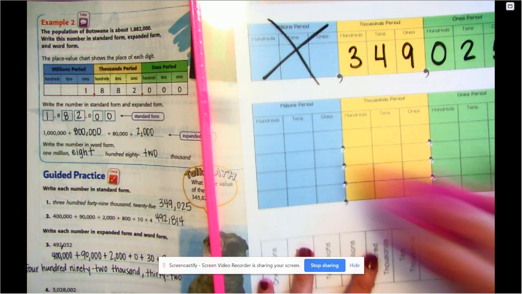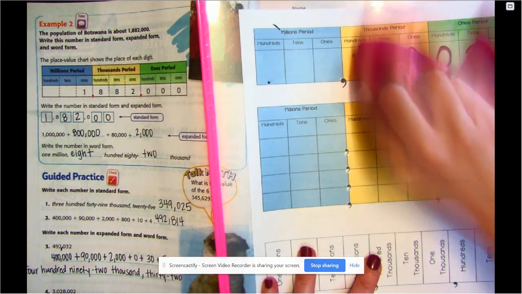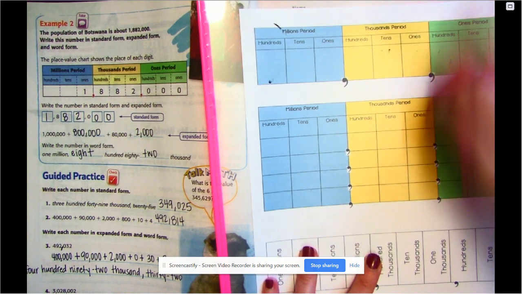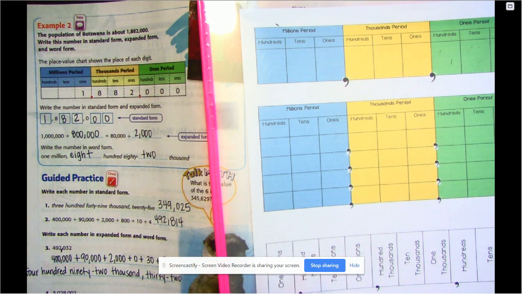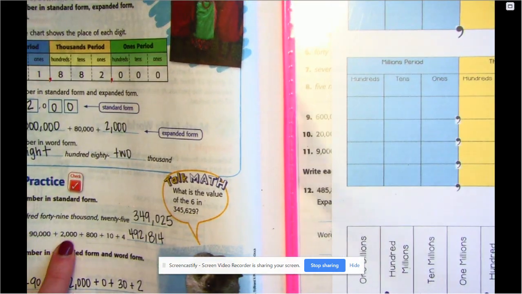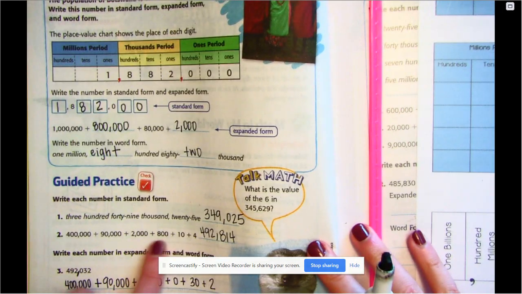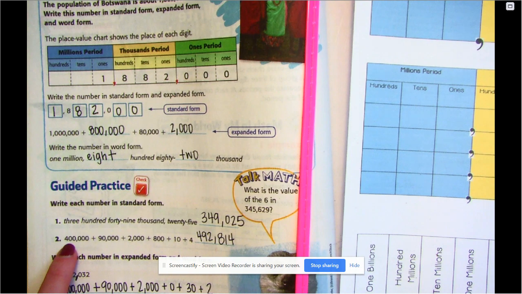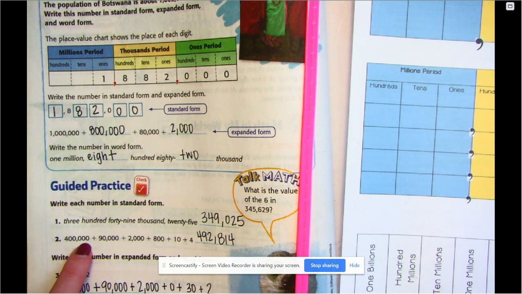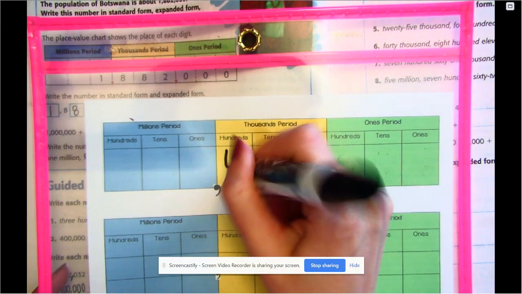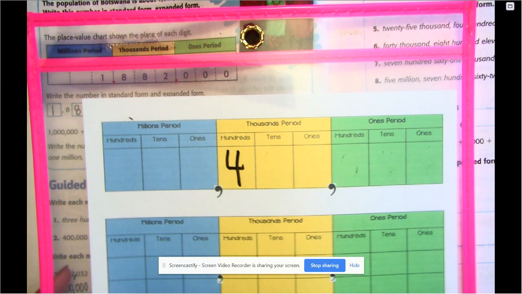And then for the second one, I looked at the values of each one, and that's how I figured out what digit goes where. So on this one, 400,000 plus 90,000 plus 2,000 plus 800 plus 10 plus 4. So this 4 is in the 100,000 spot. So I know that in my paper over here, I need to write a 4 in the 100,000s place.